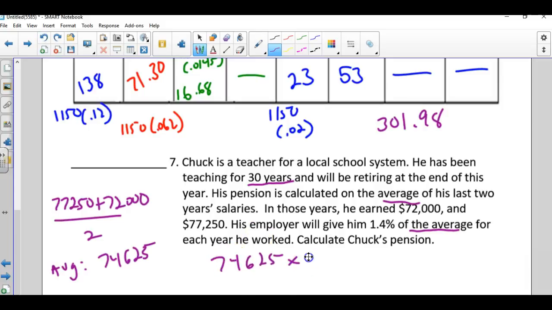All right, so now we're going to take that and multiply that by the 1.4% that he gave us. We're also going to multiply that by the number of years worked, and we get a grand total of $31,342.50. If you multiply these 3 right here, 74,625 times 1.4% times 30 years that he worked, you get this $31,342.50 right here, okay?